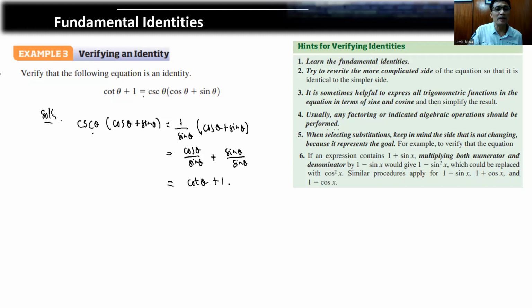Starting from the more complicated side of the equation, we're able to convert that into the expression similar to the other side of the identity, right? So that ends our, usually we use the term proof for the identity.